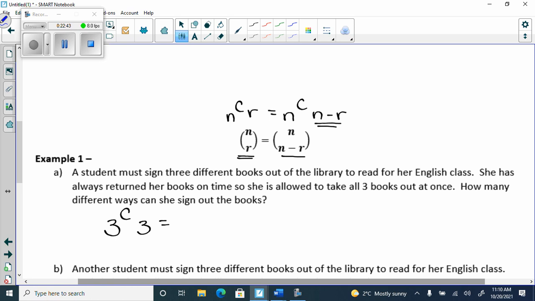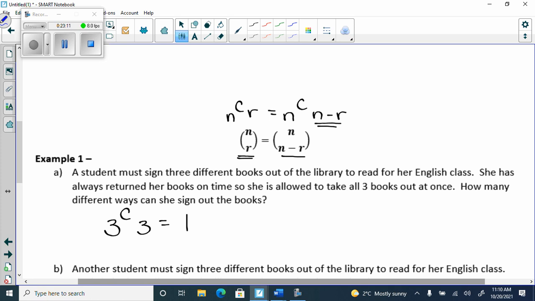Type 3C3 in your calculator. What do you get? 1. Does that make sense? I go into the library. I hand her 3 books. She hands them back to me. I leave. How many ways do I have for that to happen? 1. I just walk out. 1 option, right?